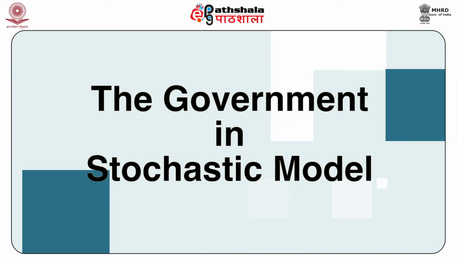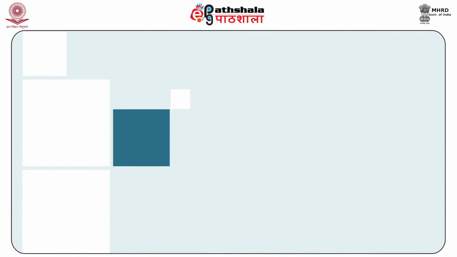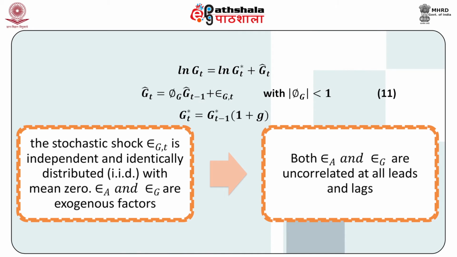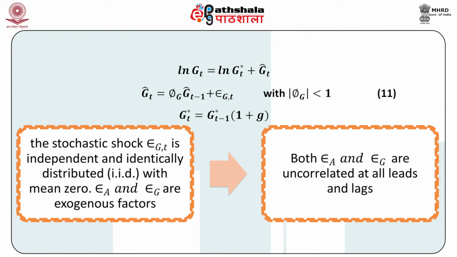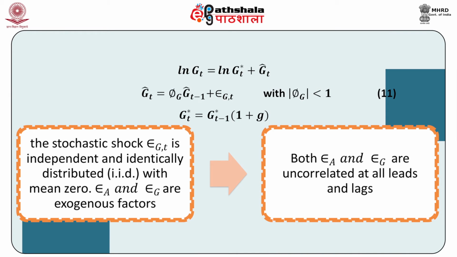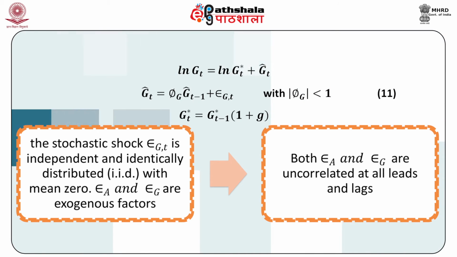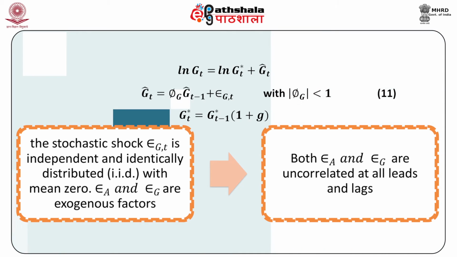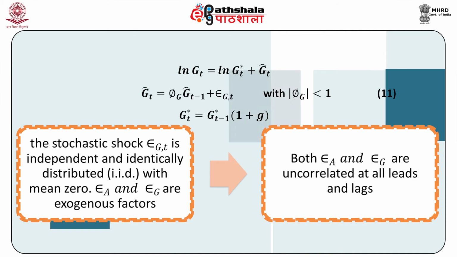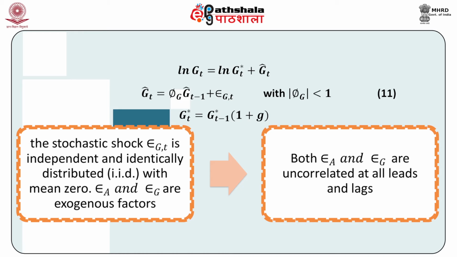Moving on to discuss the government in the stochastic model. The government expenditure also follows a stochastic path and is expressed in a similar way as in the case of productivity in representative form. That is, log gt is equal to log gt star plus gt hat. That is, gt hat is equal to phi g into gt-1 hat plus egt, where the modulus of phi g is less than 1. Or gt star is equal to gt-1 star multiplied by 1 plus g. Here the stochastic shock egt is independent and identically distributed with mean 0. ea and eg are exogenous factors which represent the respective shocks in technology and government expenditure. Both ea and eg are uncorrelated at all leads and lags.